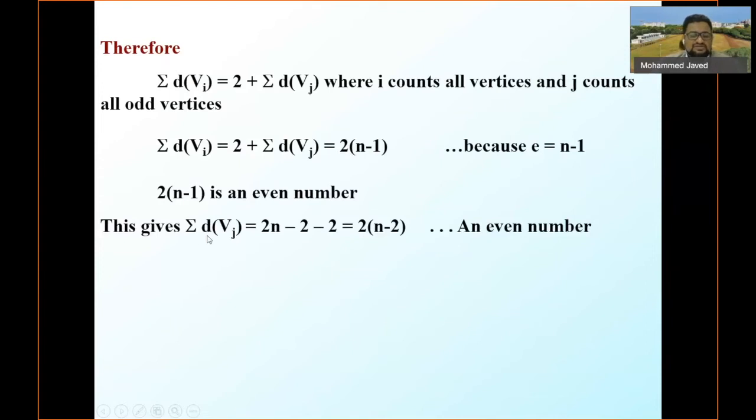The total degree, sigma d(v_j), is equal to 2n minus 2 minus 2. I have simplified 2n minus 2 and also brought this 2 here. So it is 2n minus 2. This is an even number.